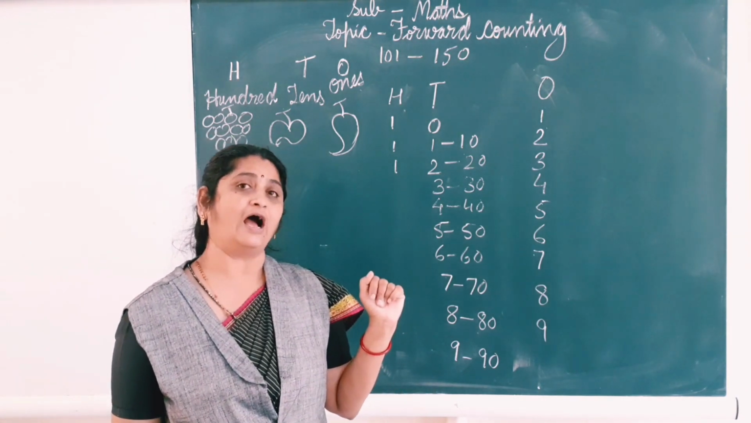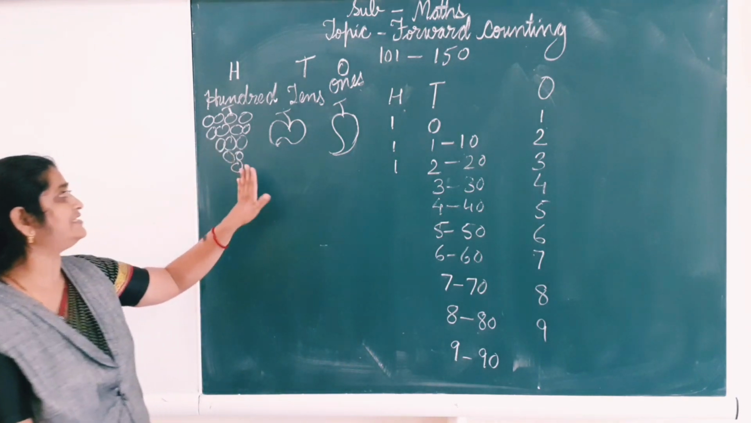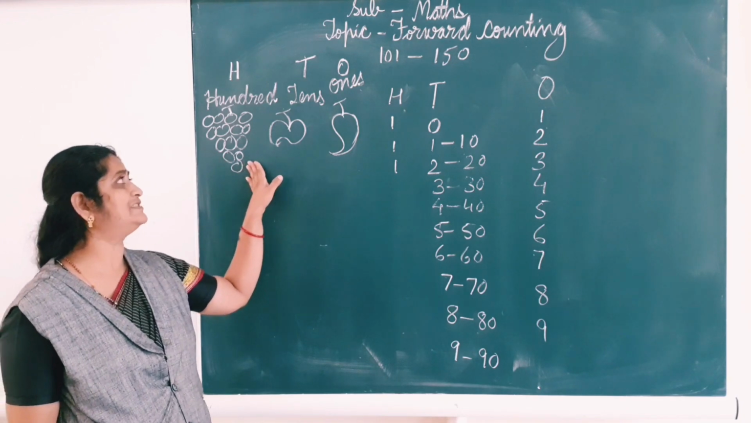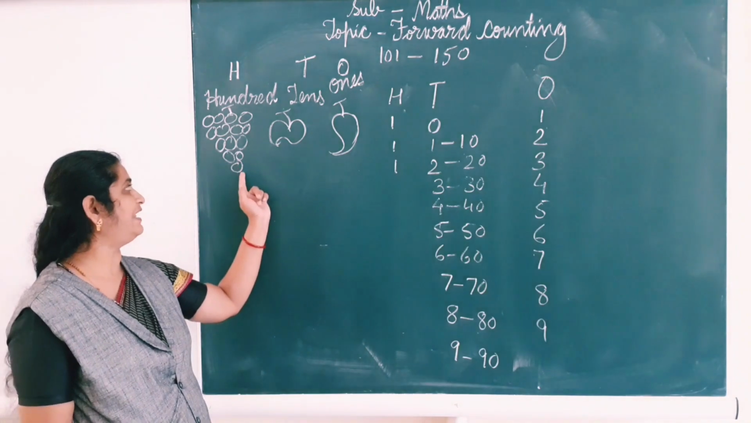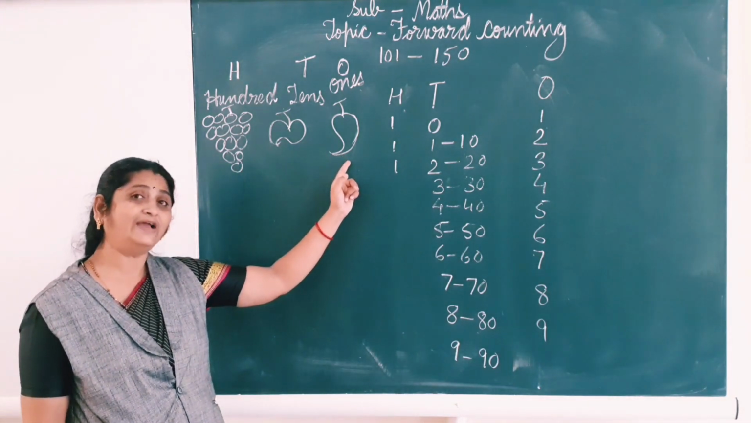So children, today I am going to teach you how to read 3-digit numbers. For that, I will explain and help you out. How? See, I have made 3 fruits here: grapes, apple and a mango.